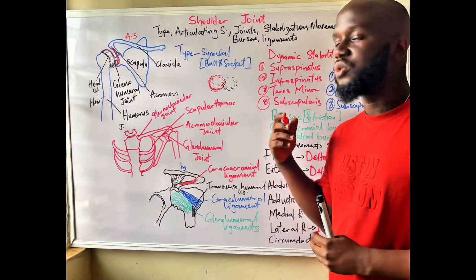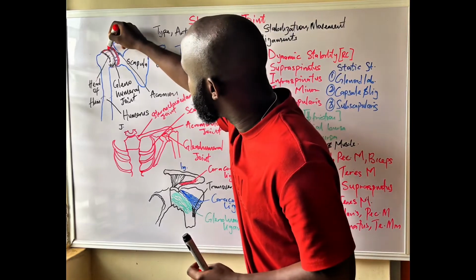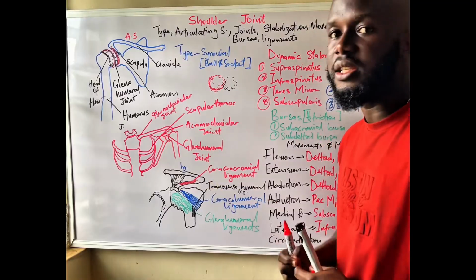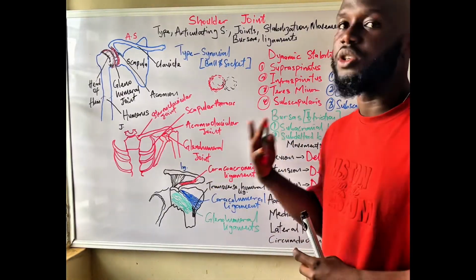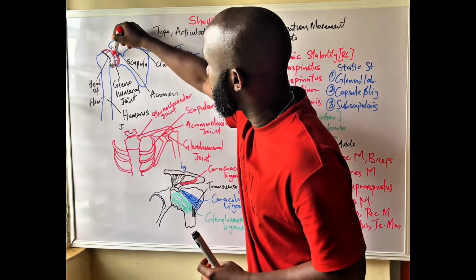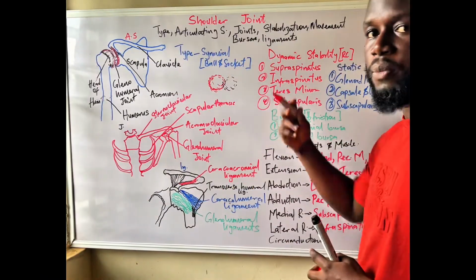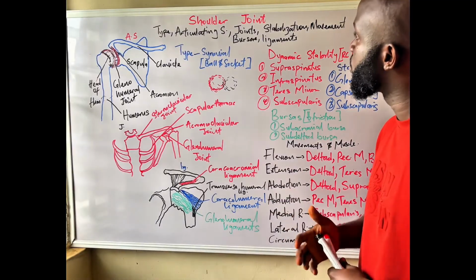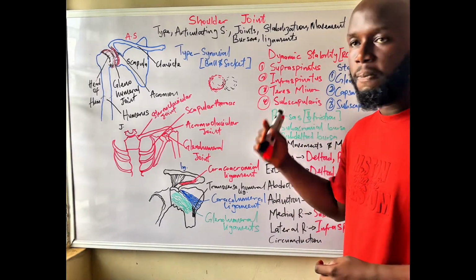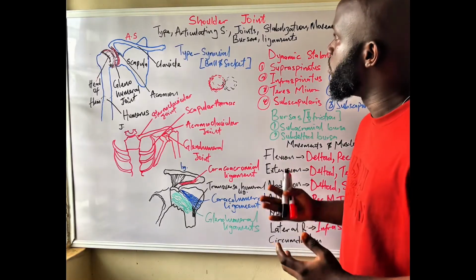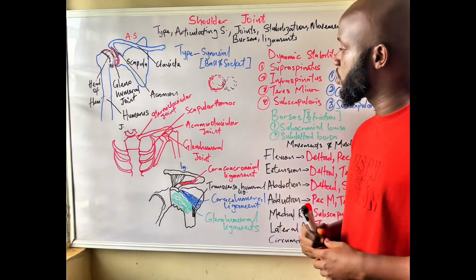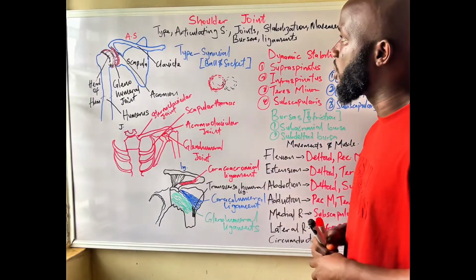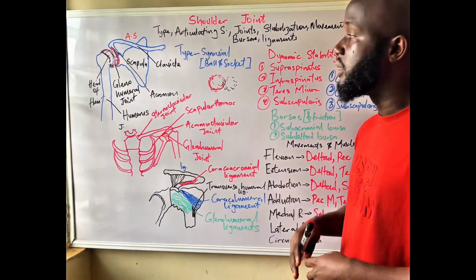It is also very important to note that the head of humerus is way bigger than the glenoid fossa, and this makes the shoulder joint very susceptible to dislocation, because the shoulder joint is designed to have more mobility than stability. So having said that, let's move straight to the types of joints that are available in the shoulder. We do not only have the shoulder joint, also known as the glenohumeral joint. We also have other joints that occur in the shoulder.